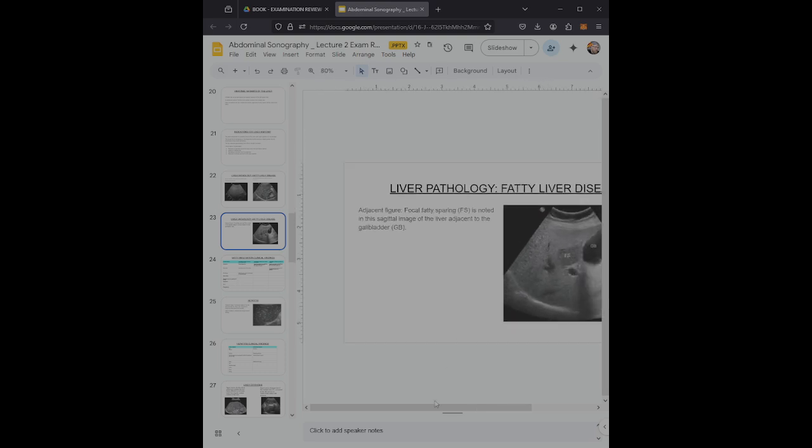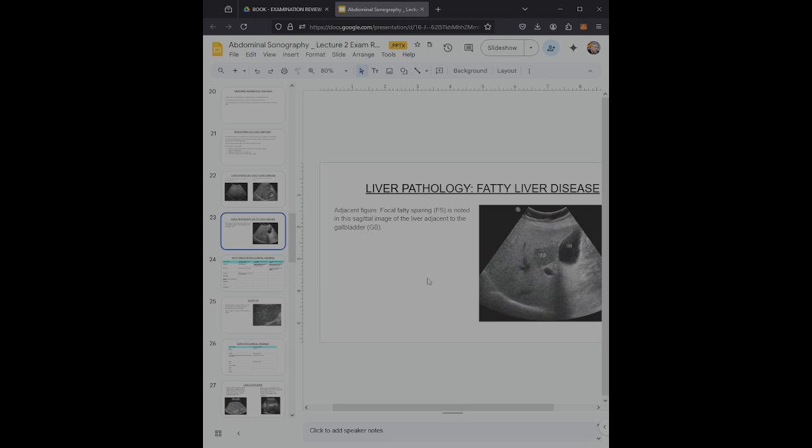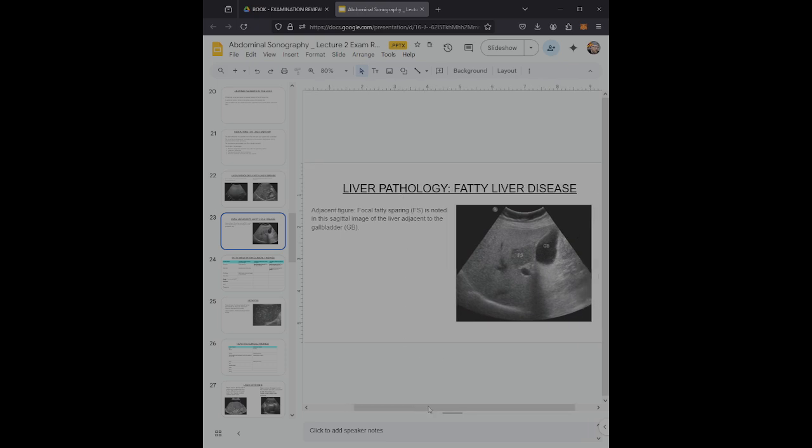So, fatty liver disease. So here I have fatty liver sparing, and it is noted in the sagittal image of the liver. Adjacent to the gallbladder, we can see a sparing of a fatty liver. So sonographically, the liver segment affected by focal fatty infiltration will appear as an area of increased echogenicity and can thus appear much like a solid hyperechoic mass. There you go, solid hyperechoic mass.